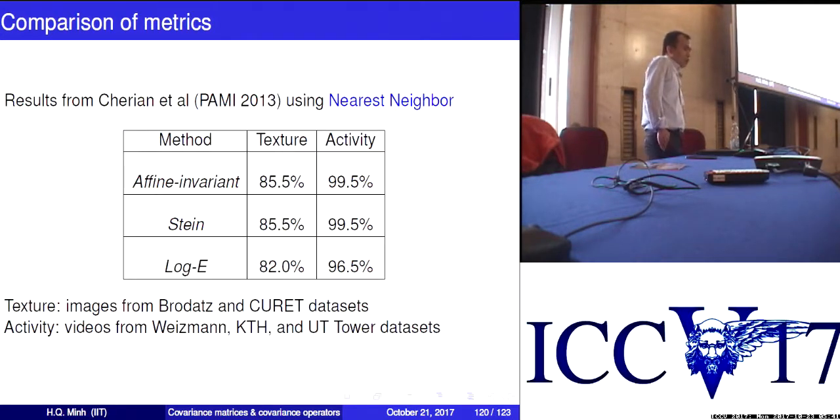There has not been so much work comparing the different metrics. I'm just citing one set of results from Cherian et al. in PAMI 2013, using nearest neighbor, where they were comparing different metrics: the affine invariant distance, the metric associated with the symmetric Stein divergence, and the log Euclidean distance. You can see that both the affine invariant Riemannian distance and the Stein divergence perform in a very similar way, because they both satisfy affine invariance properties. They are slightly better than the log Euclidean distance, which does not satisfy the affine invariance property. They carried this out on two tasks, texture and activities.